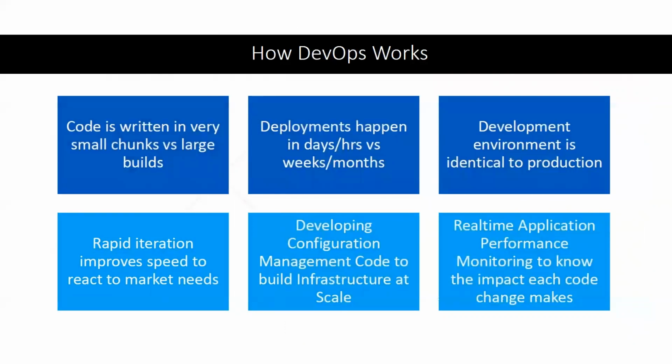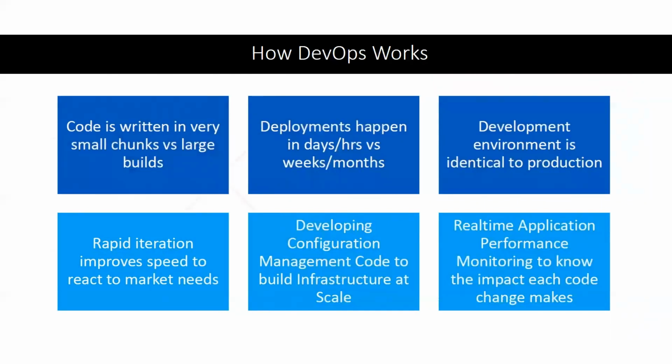So deployment is not in months or weeks. It is mostly in days or hours. So our production movement is very fast as compared to the agile or waterfall model. The development environment, whatever we build, is very much similar to the production environment. Rapid iteration improves speed to react to the market needs.